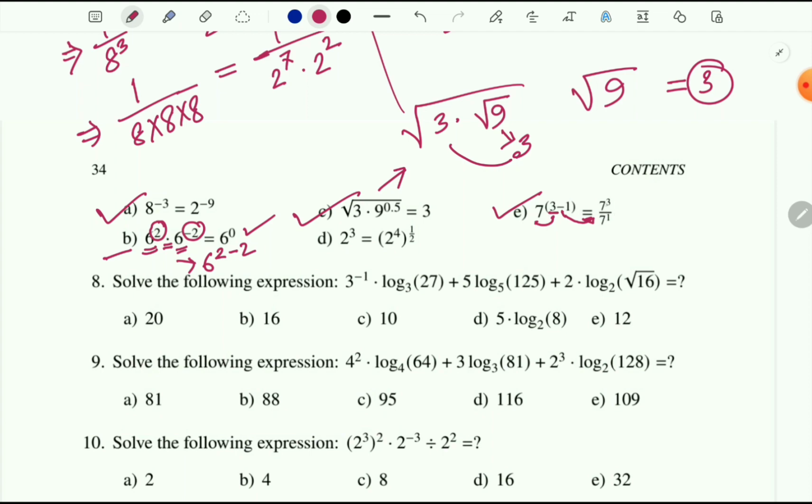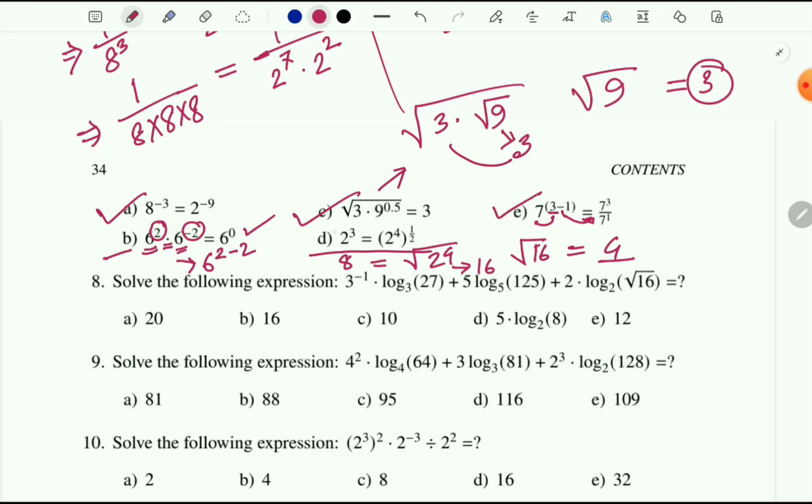So our wrong answer should be this one: 2 power cube becomes 8, and this is a square root of 2 power 4, which is 16. So that gives us 4 actually. A square root of 16 gives us 4. So 8 and 4 are not the same, therefore this is our correct answer, option D.